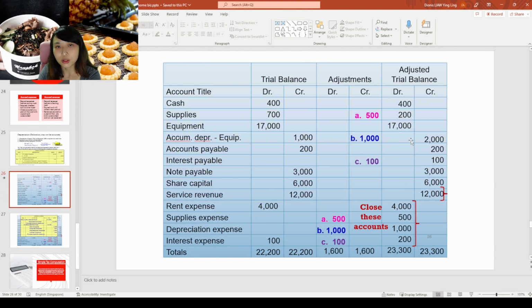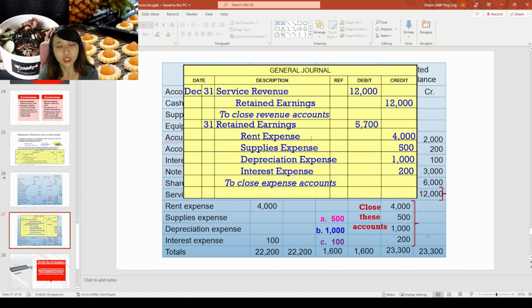Okay, so at the end of it, like I mentioned just now, I taught you how to prepare a trial balance. Then you prepare these adjustments to balance it, to make sure everything is in order, and then you will get the adjusted trial balance. In this adjusted trial balance, you will need to close all the expense and revenue accounts. This is to make sure you can close it into the balance sheet. So this is an example of closing all the accounts.